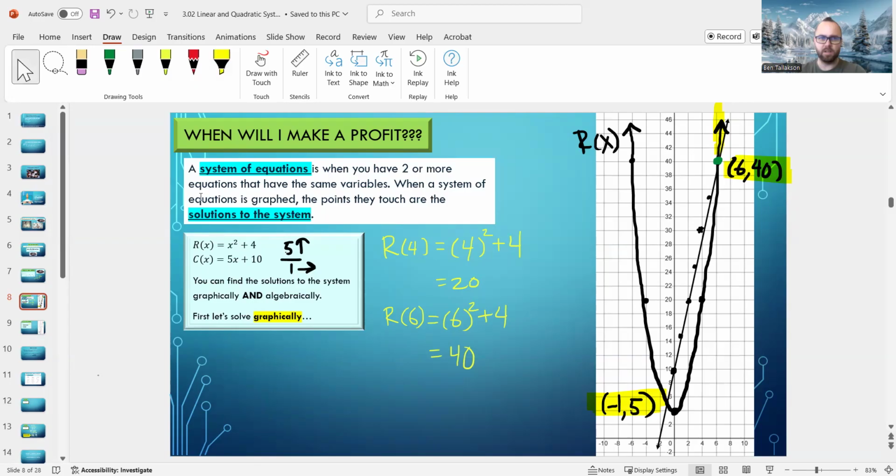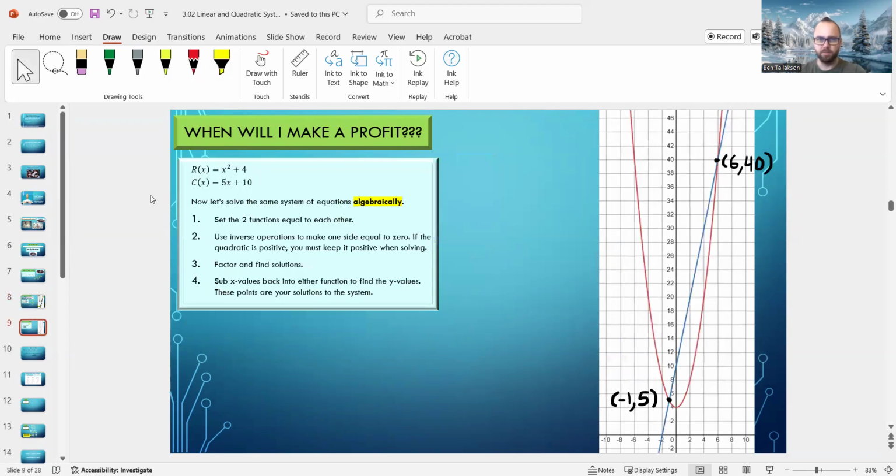So that is how we found where we're going to make a profit or when. So after 6 months, could be worse for sure. Okay. So that's hopefully making us feel a little bit better. 6 months and we'll be good to go.